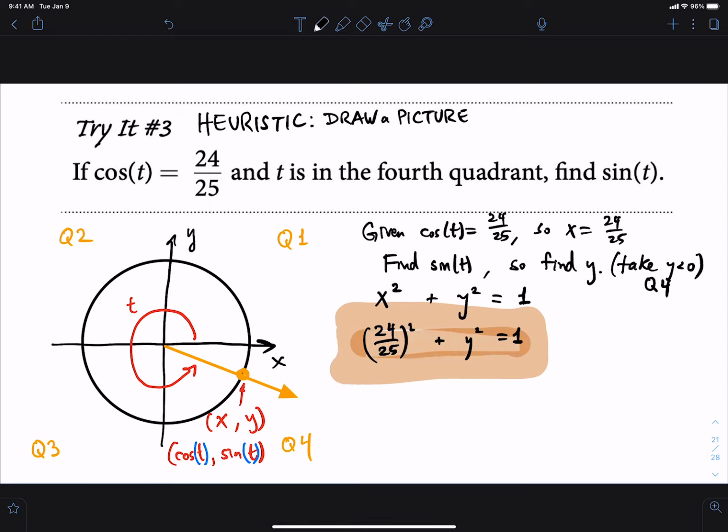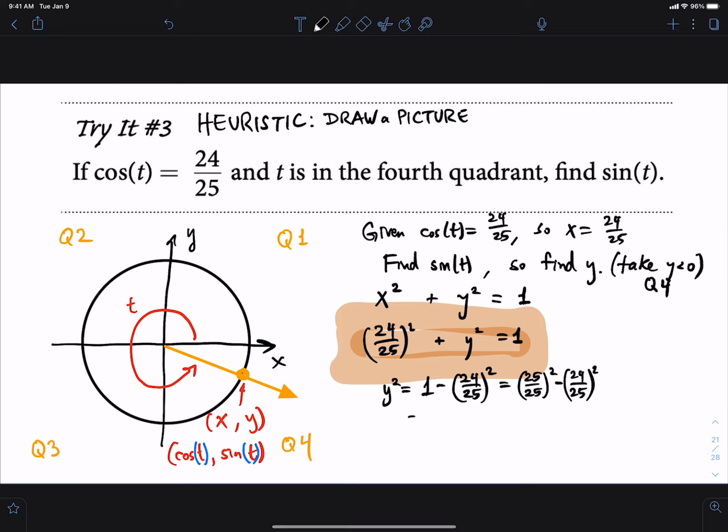It's not bad at all, but you could get into some trouble doing arithmetic because we have to square 24 and square 25. But I'm going to avoid that by doing this. I know that y squared is 1 minus 24 over 25 squared. And I'm going to use some algebra to avoid doing arithmetic, because I know that this is going to be the same as 25 over 25 squared minus 24 over 25 squared.